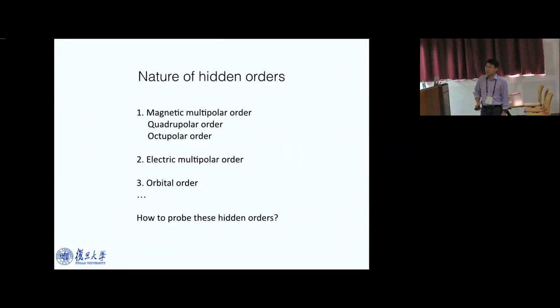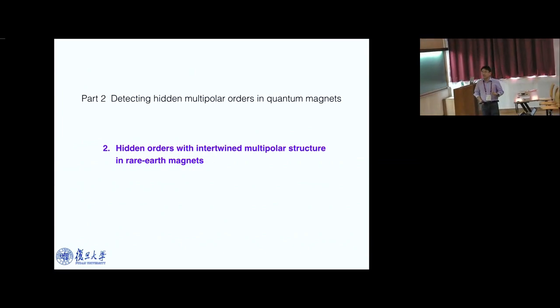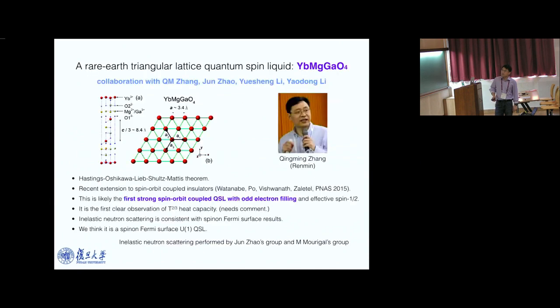So in this part, I'll try to propose an idea of how to reveal this hidden order in the context of these Weyl magnets, these so-called intertwined multipolar orders. Over the years, there has been a lot of activity on this material, a rare-earth-based triangular lattice. The terbium compound on this triangular lattice supports effective spin 1/2. We proposed it to be a spin liquid. There are some debates, but the talk is not about this compound.